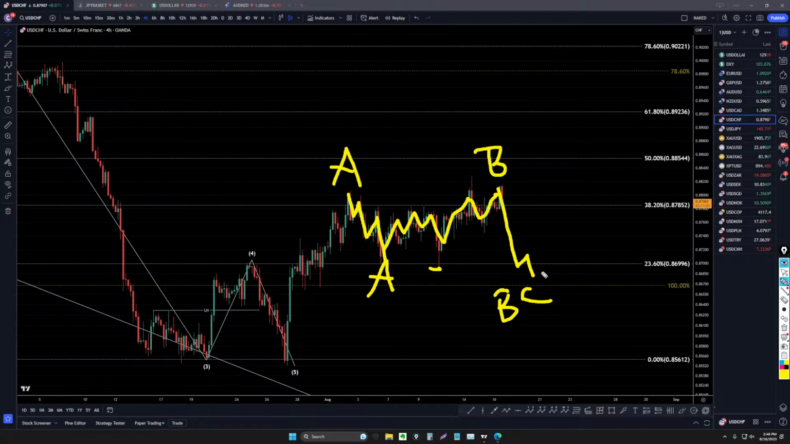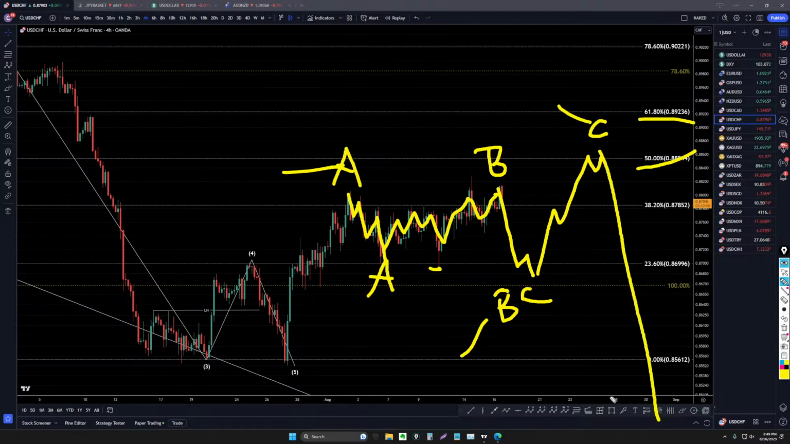Once this ABC of B is complete, I think it's going to go up to this 50% level for the wave C. Then we'd have a complete A, a complete B, and a complete C, and then we would have a Fibonacci bounce, and then it would probably end up continuing the big downtrend that we would see on the weekly and monthly time frame.